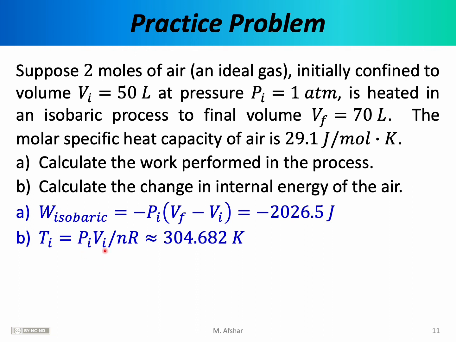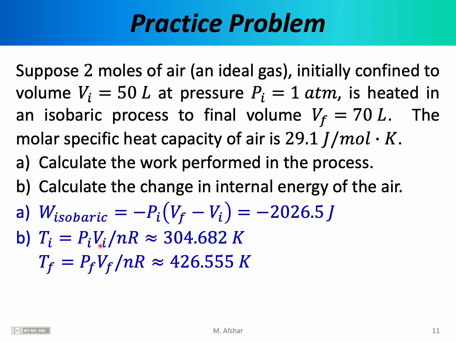The initial pressure and volume are given to us as well. Convert those to SI units and plug them into this equation to find that this volume of gas is initially at a temperature of approximately 304 degrees Kelvin. We can also find the final temperature in the same manner. Again, we are rearranging the ideal gas law to solve for temperature. T final is equal to P final times V final divided by NR. Plugging those numbers in, we find that the final temperature of the gas is approximately 426 degrees Kelvin.